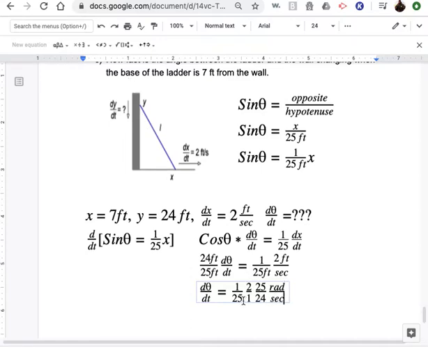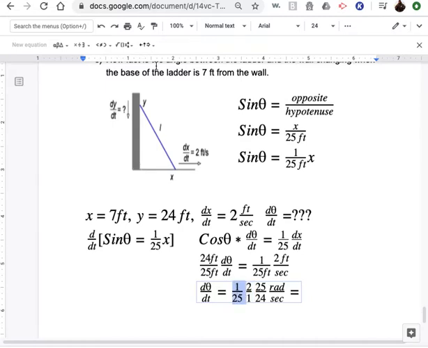All these feet units are gone. The feet have canceled out. Feet over feet, all canceled out. We're left with these three fractions multiplied together, which is pretty simple because the 25 and the 25 are going to cancel out.